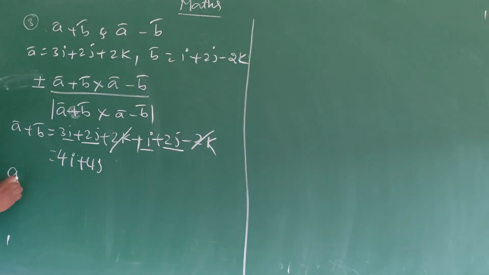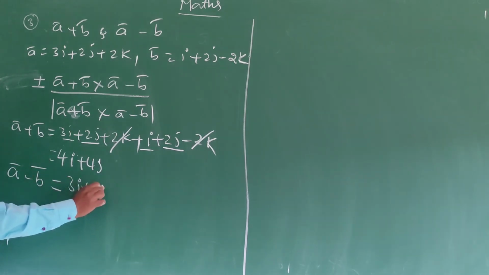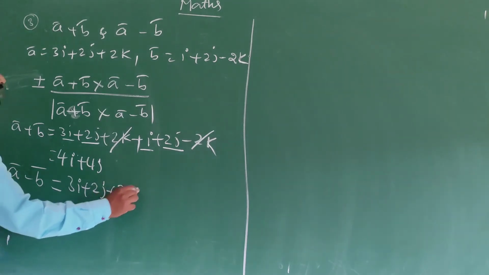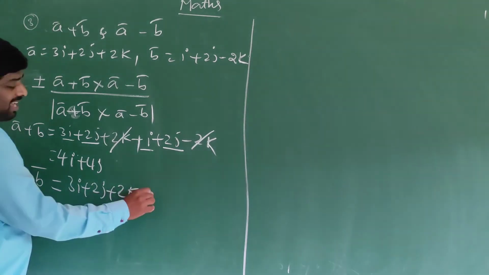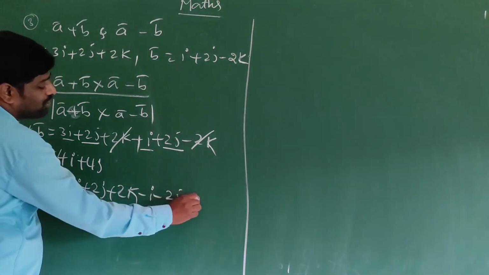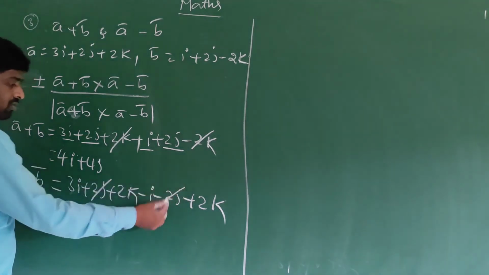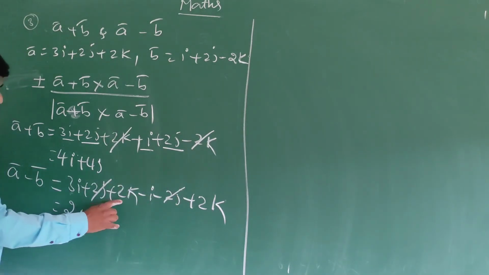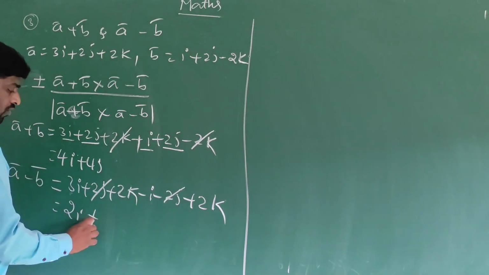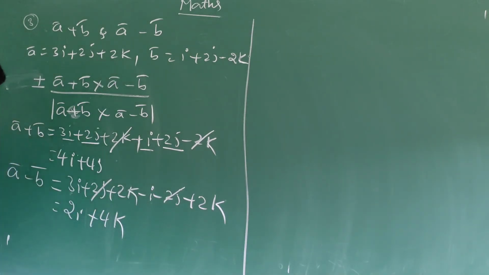Similarly, we have to find a bar minus b bar. a bar is 3i cap plus 2j cap plus 2k cap minus i cap minus 2j cap plus 2k cap. That is, 3i minus i is 2i, 2j gets cancelled, and 2k plus 2k is 4k cap. This is a bar minus b bar.